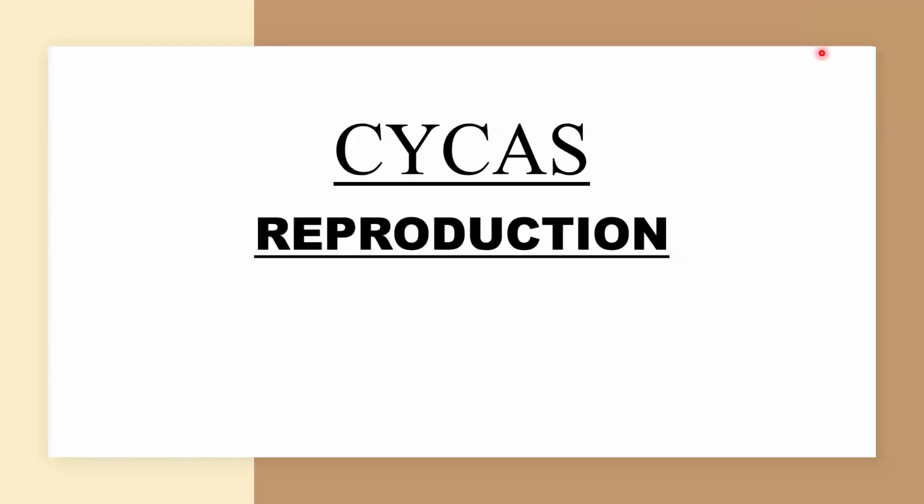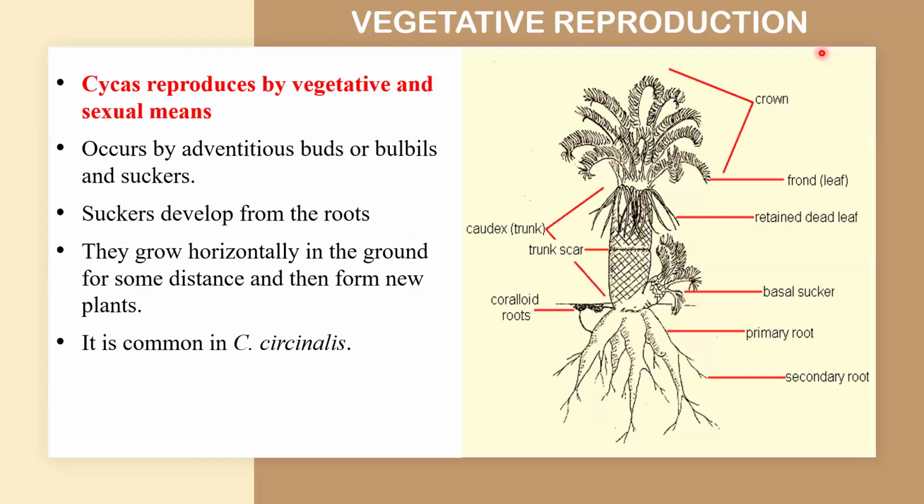Today, we are going to learn about reproduction in Cycas. In Cycas, reproduction can take place both vegetatively and sexually. Vegetative reproduction can take place by adventitious buds, bulbils, and suckers. Suckers develop from root. They grow horizontally for some time and then give rise to a new plant.